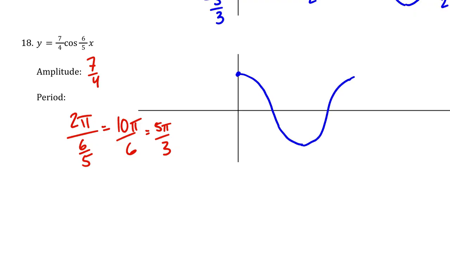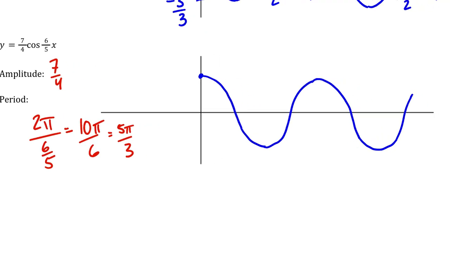There's the end of one period. And here's the end of the second period. So this is going to be 5 pi over 3, and this is going to be 10 pi over 3. This is going to be 5 pi over 6. It's going to be 5 pi over 12. This is going to be 10 pi over 12, 15 pi over 12.